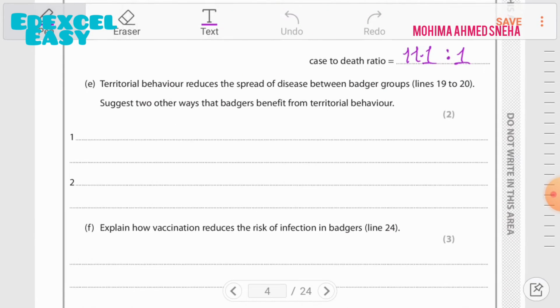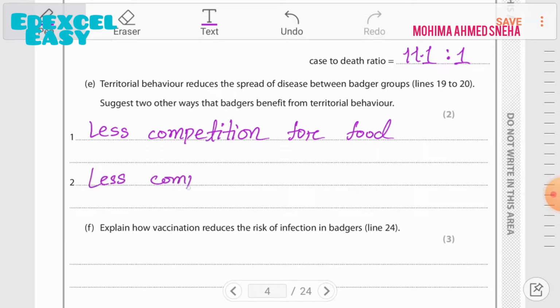Territorial behavior reduces the spread of disease between badger groups. Lines 19 to 20 suggest two other ways that badgers benefit from territorial behaviors. We all know that because of having territories, there will be less competition for food and for mates. So these are the two reasons, and they also asked for two reasons. So let's write it down. Less competition for food, competition for mates.